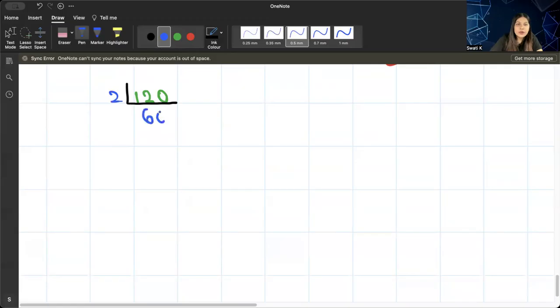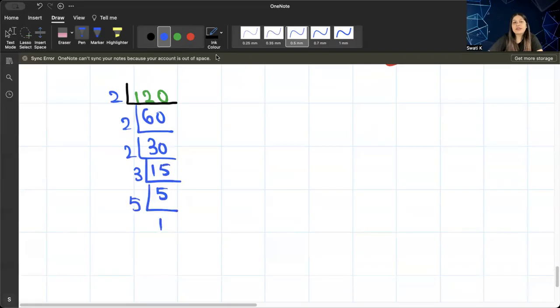2 times 60 is 120. 2 times 30 is 60. 2 times 15 is 30. And then 3 times 5 is 15. And then, of course, I can write down 5 times 1 is 5. As soon as I get 1, I'll stop, right?